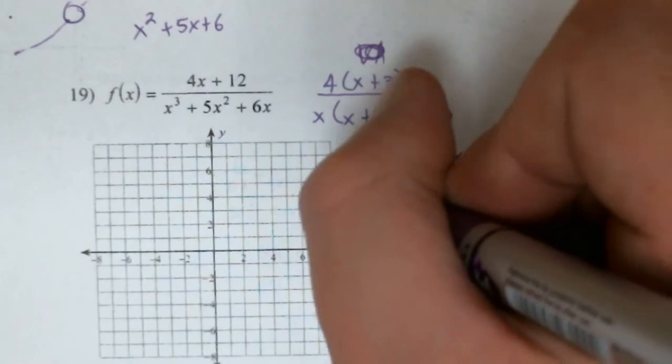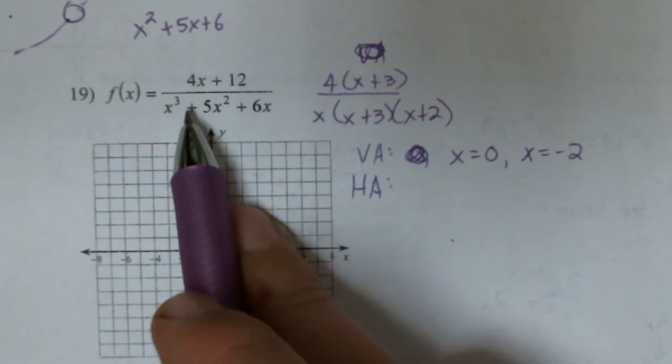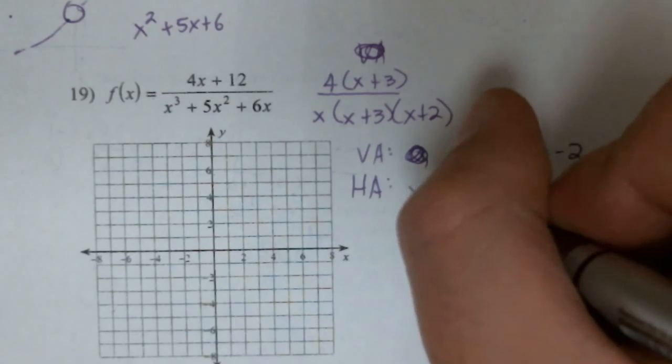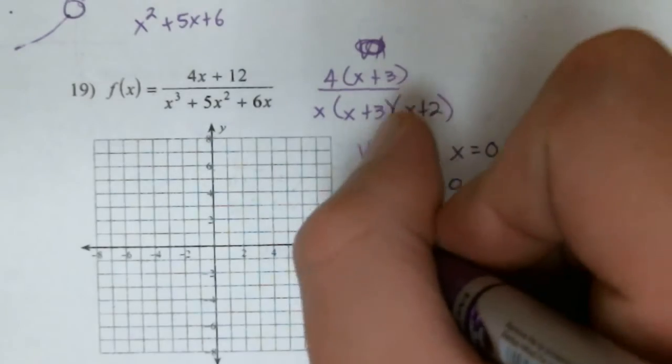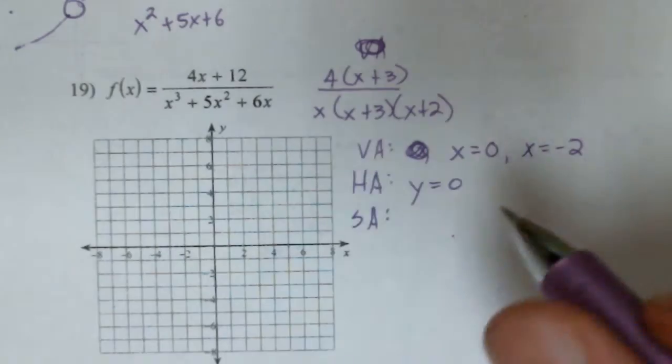Horizontal asymptote, top heavy or bottom heavy? We're bottom heavy, so that's y equals 0. And what is our slant asymptote? We don't have one because we're not top heavy by 1.